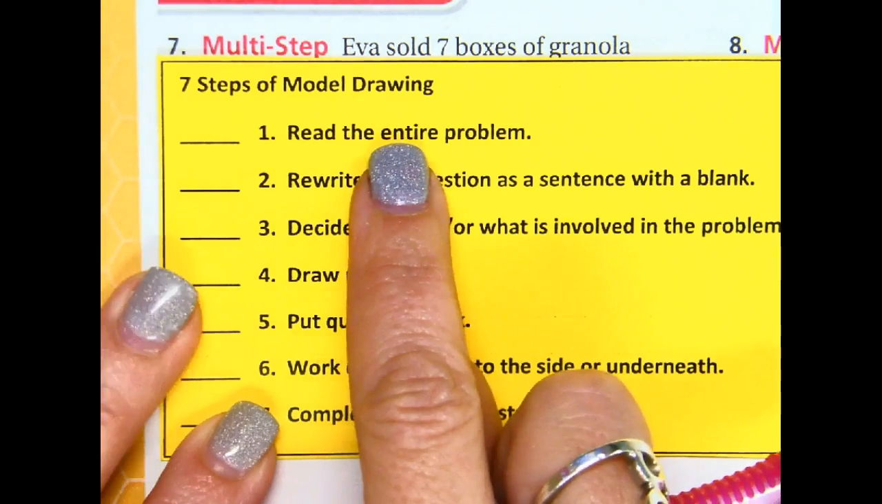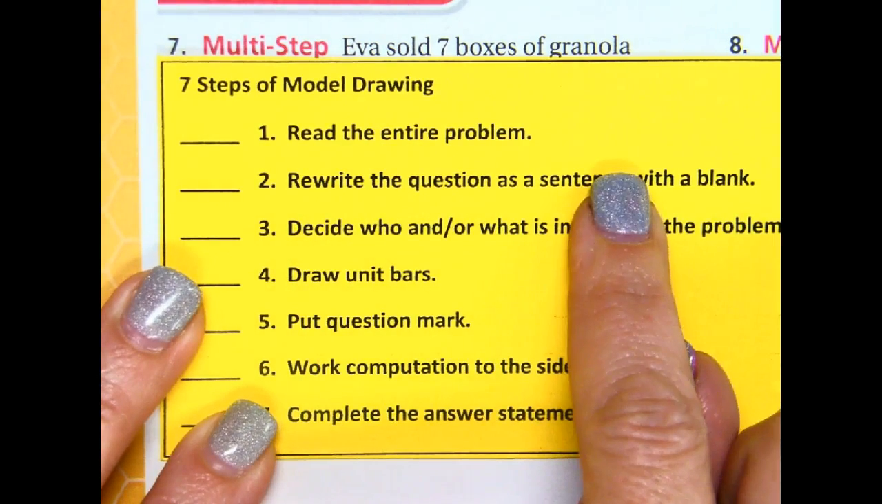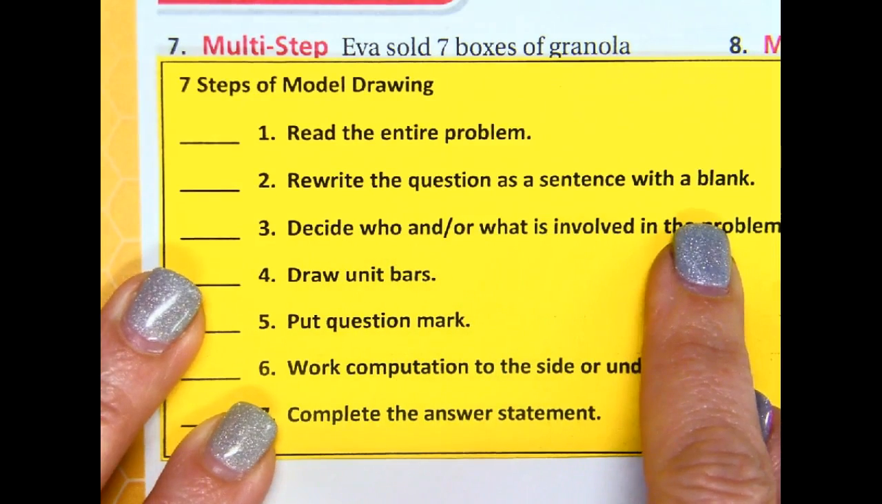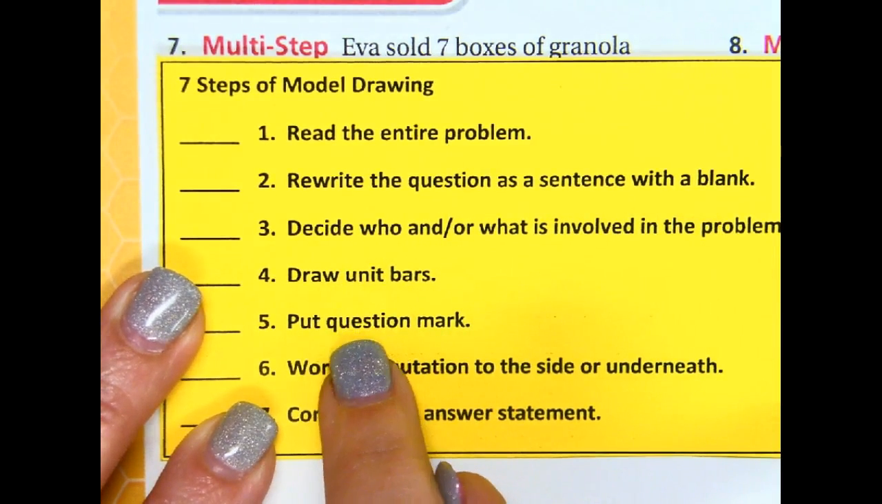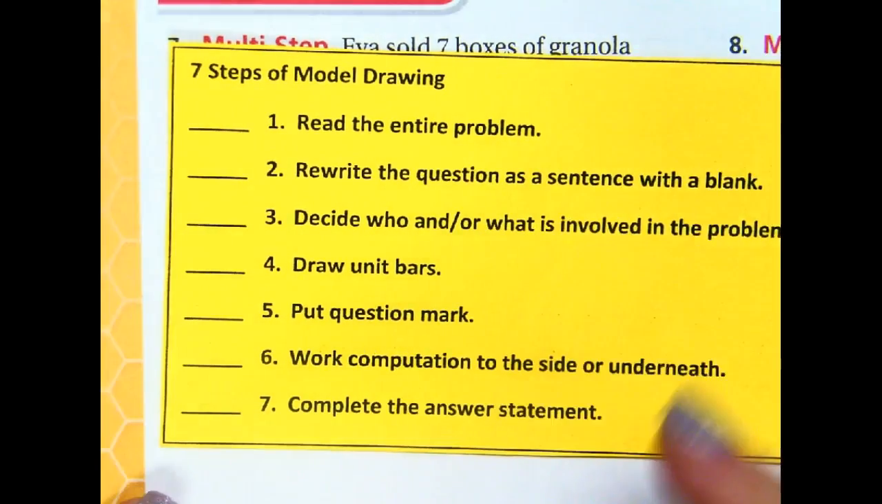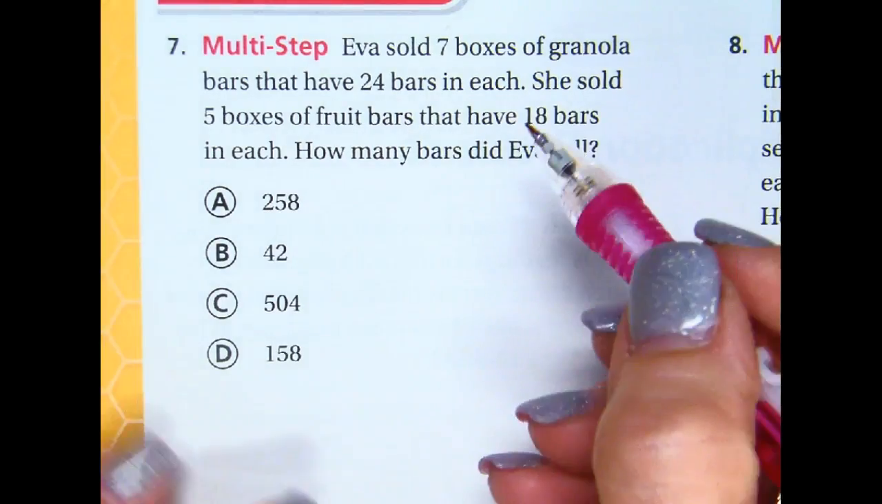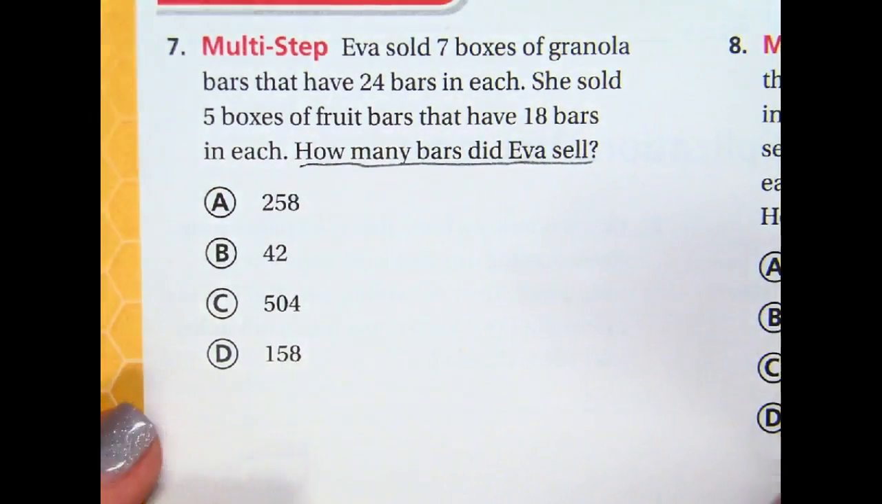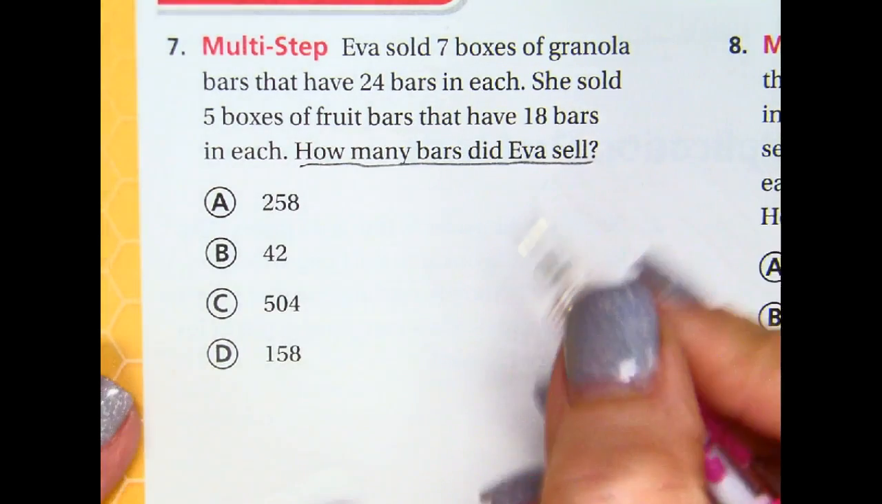Read the entire problem, rewrite the question as a sentence with a blank, decide who and or what is involved in the problem, draw your unit bar. I mean, these are all the steps that we always do. So we're going to go through these steps, and I want you to follow along and check your work with me, because we've got to start doing this. This is what you'll see on pretty much all of your tests from now on out.